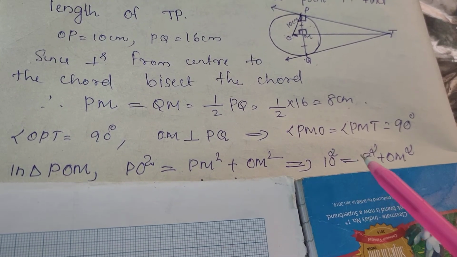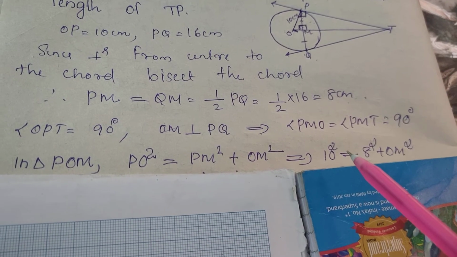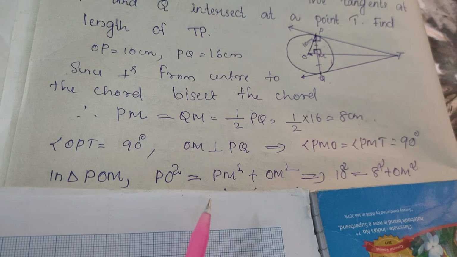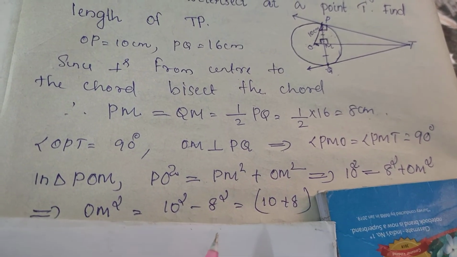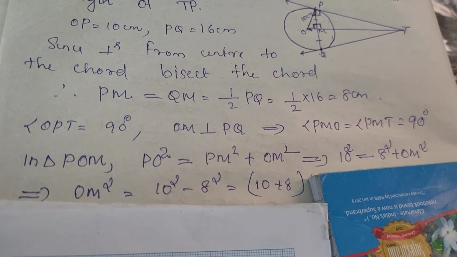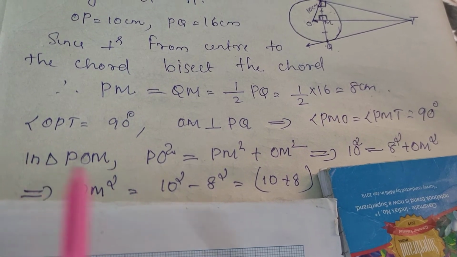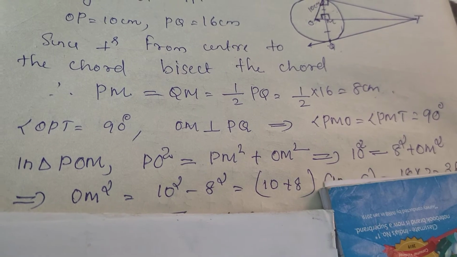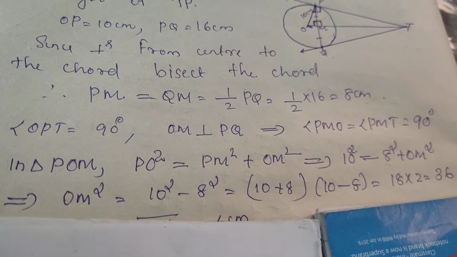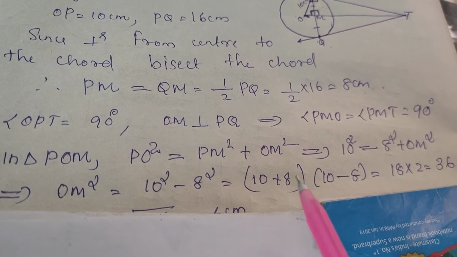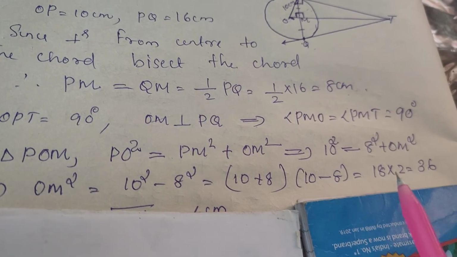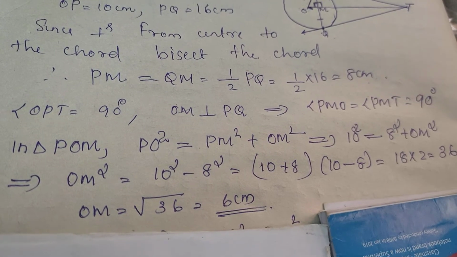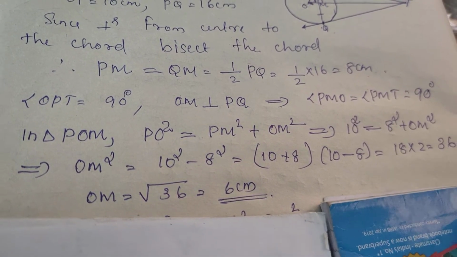So 10 square is equal to PM square. PM is half of PQ, that is 8 square plus OM square. So solving that, OM square is equal to 10 square minus 8 square, that is like a property. So we easily do the calculation: 10 plus 8 into 10 minus 8, that is 18 into 2 is equal to 36. So we get the measure of OM is 6 centimeter.